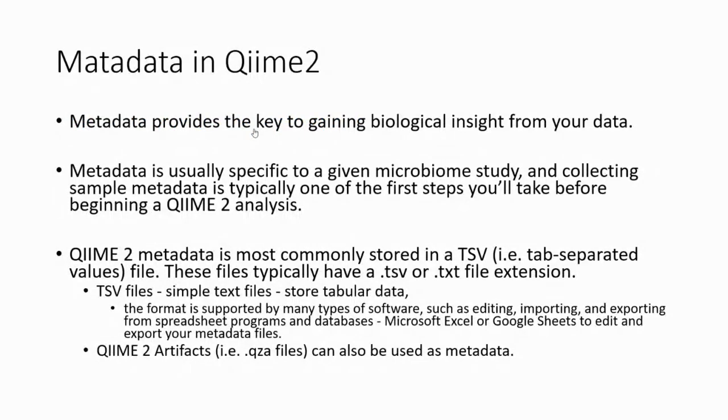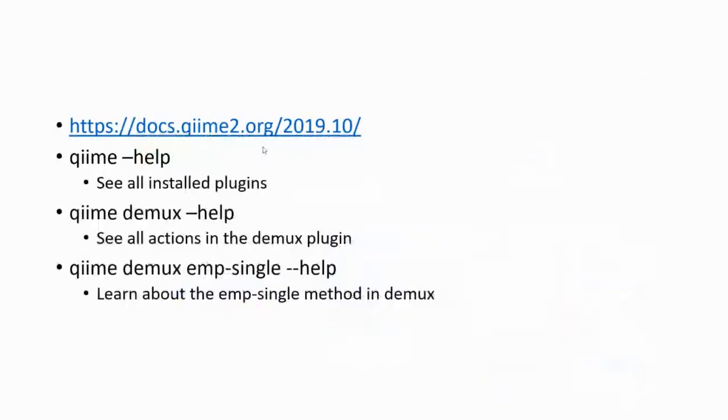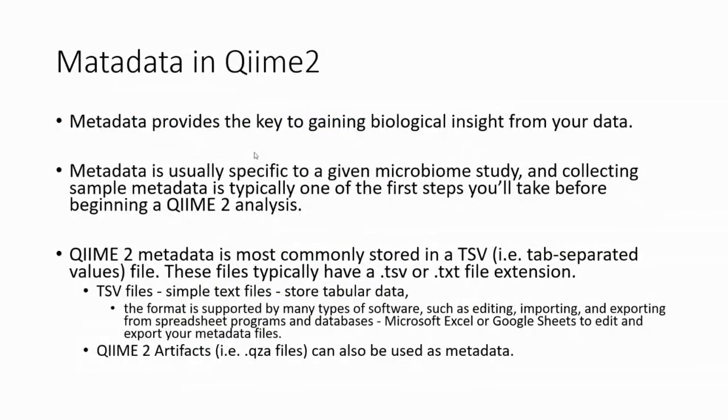So first of all, we have to understand the metadata, to process the sequence, from here to here, the first step. Before you do that, you need to have the metadata. The metadata basically provides the key to gain biological insight from the data, and it's usually specific to a given microbiome study. Collecting the sample metadata is typically one of the first steps you would take before beginning the QIIME 2 analysis.